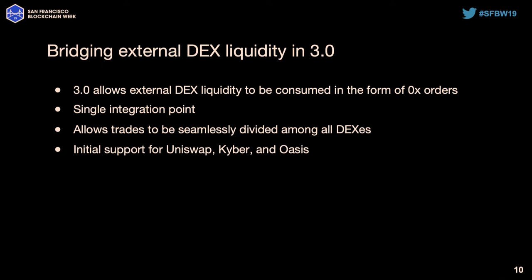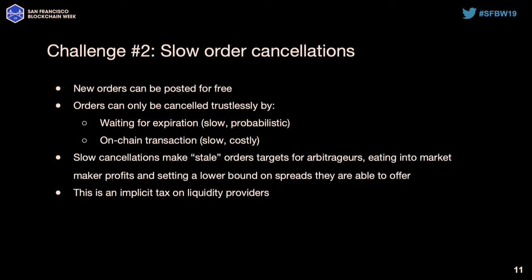Initially, we will support Uniswap, Kyber, and Oasis out of the box. I should also mention that these bridge contracts are completely permissionless and instant to deploy. Anyone can create their own bridges to any other protocols. You could even have a bridge to like another DEX aggregator if you really wanted. So that's how we plan on addressing the fragmentation issue. But there are a few other issues that I think are equally important.